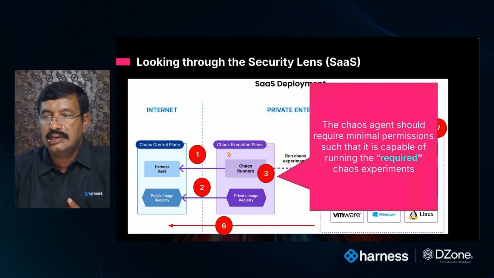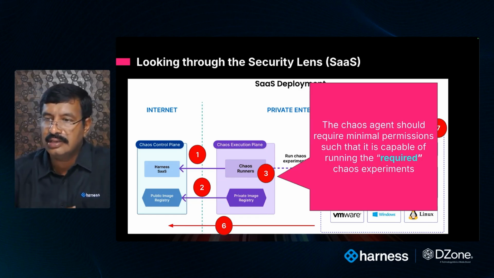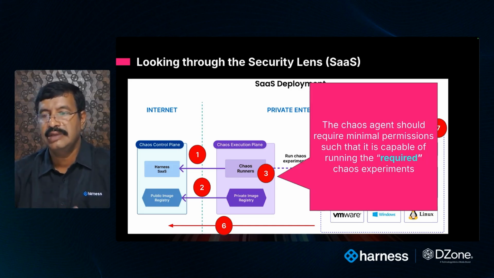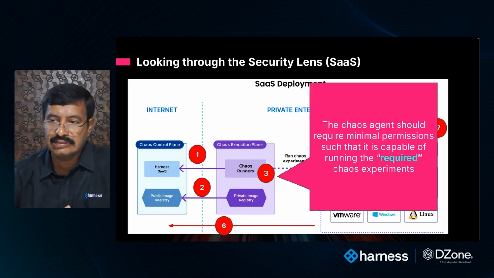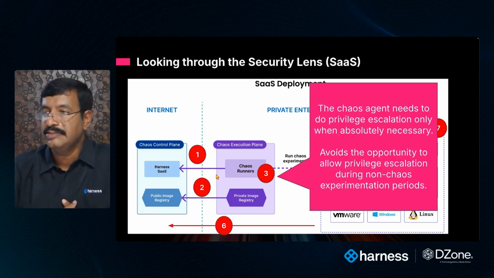The next one is most of the times you will end up having a chaos agent running in your private network. There are some agentless models as well, or a very thin agent or on-the-fly agent. But in general, there's somebody who's responsible for receiving the chaos experiments and running them. So you need certain permissions to put that in place. Make sure that you're not giving excessive permissions to these chaos agents or runners, so that they get only the required permissions, not blanket everything permissions.